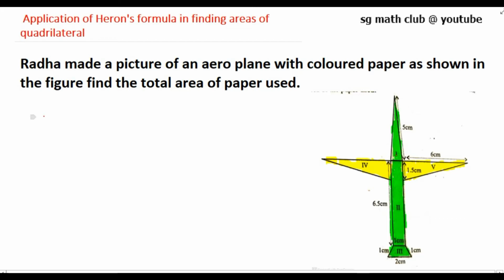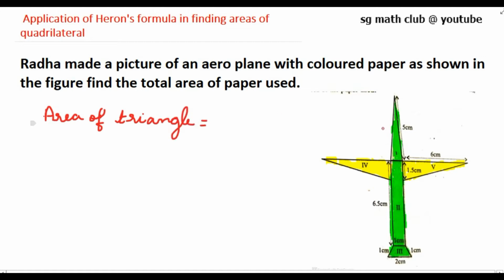We need to find the total area of this aeroplane, and here the aeroplane is divided into different parts. This is the first part, second part, third part, fourth part and fifth part. So we need to find out the area of these parts separately. To find the total area of the colored paper used, we need to add all these areas together. The first portion is a triangle, so I can write area of triangle.